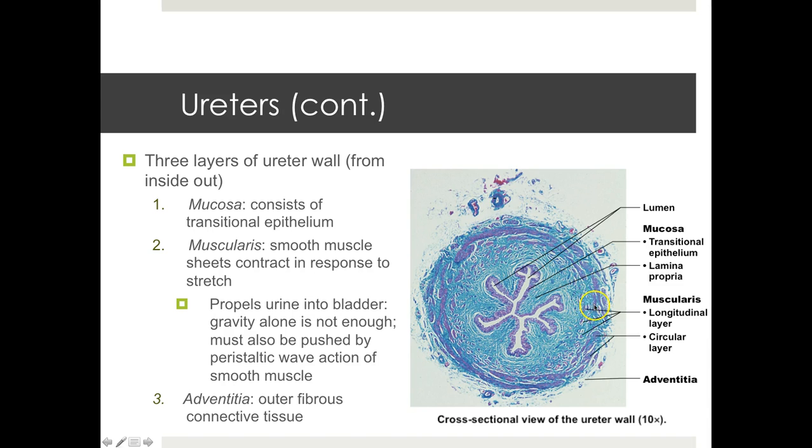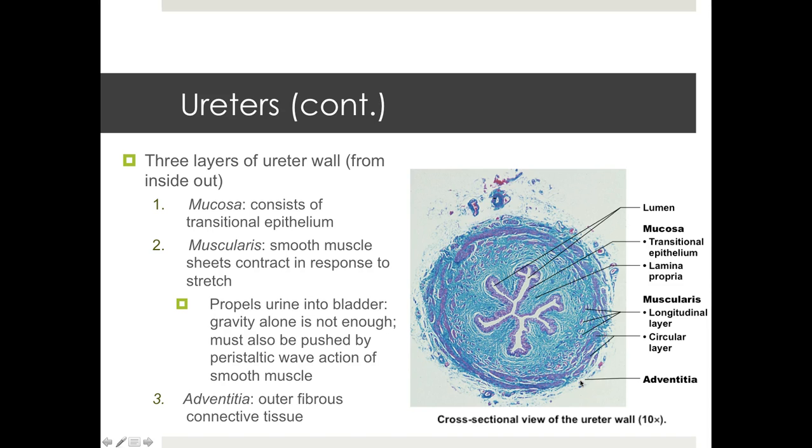And so what this muscular layer does for us is it's going to propel urine through this ureter into the bladder. And although we're going from top to bottom, and gravity is helping move that along, we also have these muscles contracting and causing peristalsis, just like we had in the digestive system, to move this urine down into the urinary bladder. And lastly, we have the adventitia, which is the outer fibrous connective tissue portion.